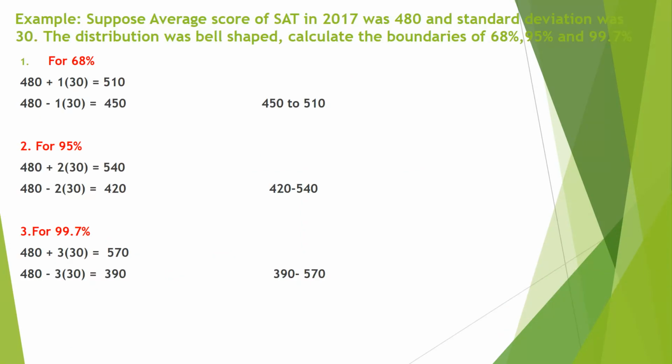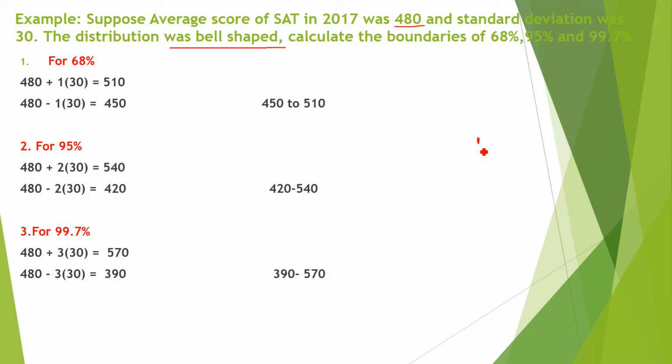Here I have set an example for you. Suppose the average score of SAT in 2007 was 480, and this is the average score. Standard deviation is 30. Distribution was bell shape. So from here you can find out that this is the empirical rule. Data is distributed equally on both sides of the mean. Calculate the boundaries of 68%, 95%, and 99.7%.